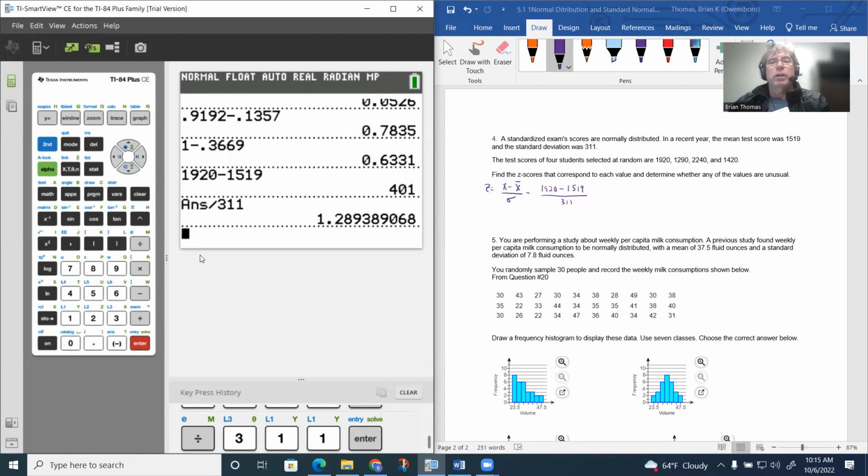My z-score looks like approximately 1.29 if I round to 2 decimal places. So I have my z-score, and that's kind of what we're doing there. All right, so I'll let y'all do the other 3 there.